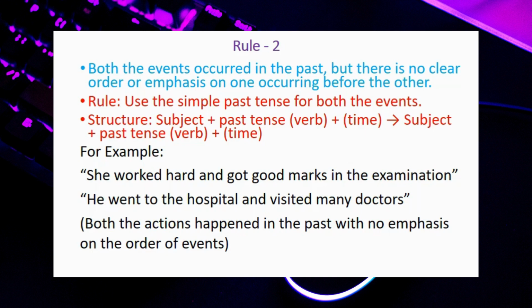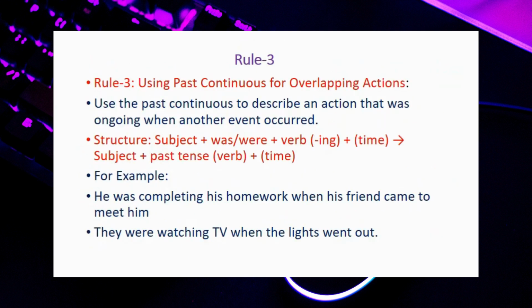For example, she worked hard and got good marks in the examination. He went to the hospital and visited many doctors. Here both the actions occurred in the past, but we don't know which one occurred earlier. That means there is no emphasis on the order of the events.